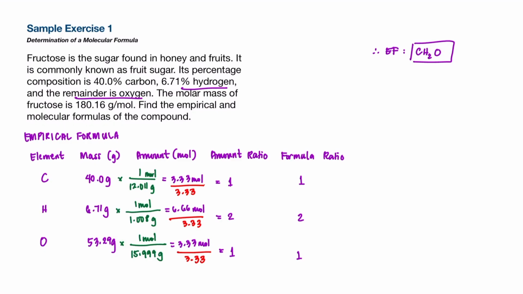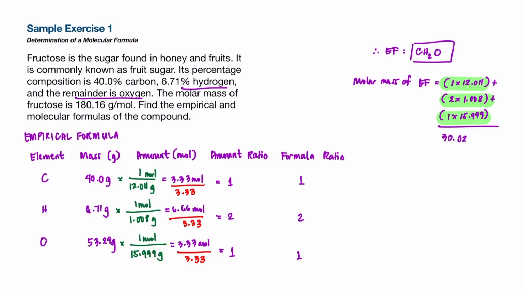Now that we have the empirical formula, the next step is to identify the molar mass of the empirical formula. So to get the molar mass of the empirical formula, we will add the molar mass of each element present. So in CH2O, we have 1 carbon plus 2 hydrogens plus 1 oxygen. And the molar mass is going to be 30.026 grams per mole.